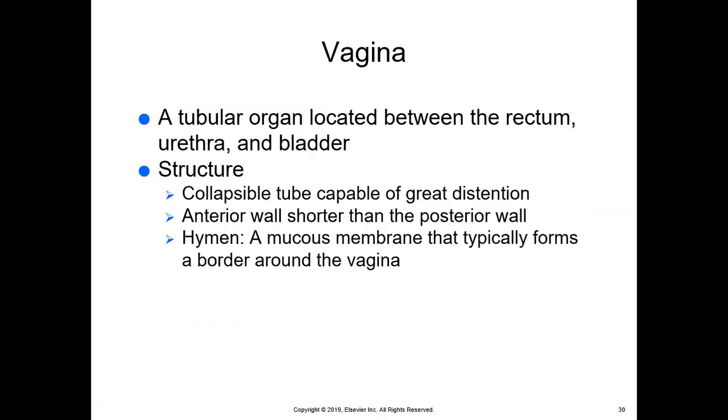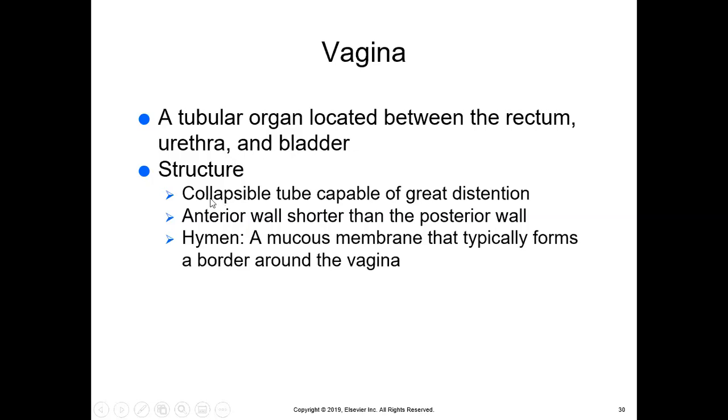So first, let's talk about the vagina. The vagina is a tubular organ located between the rectum, the urethra, and the bladder. Remember, most of the vagina is inside, where we can't see it. And so that's why it's described as between the bladder, the rectum, and the urethra.